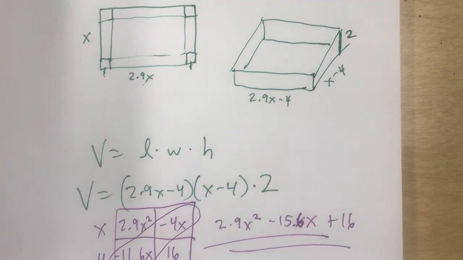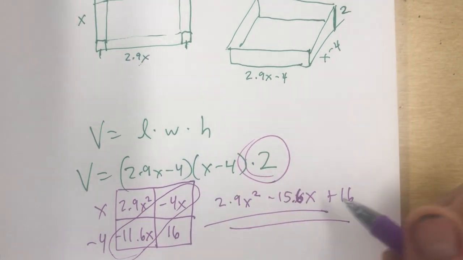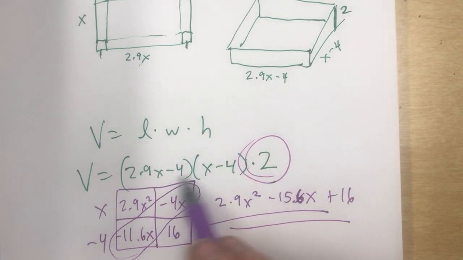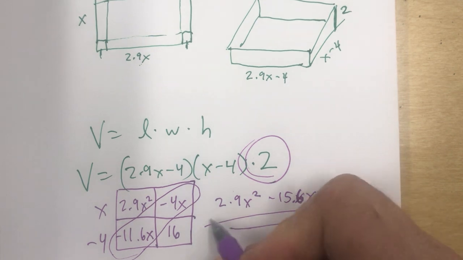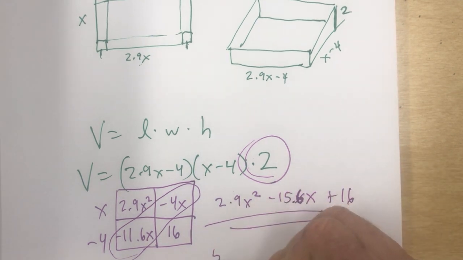Oh, ignorant. I didn't multiply my 2. I just multiplied those 2. I forgot to do the 2, so I've got to multiply all these by 2. So that's not there yet.